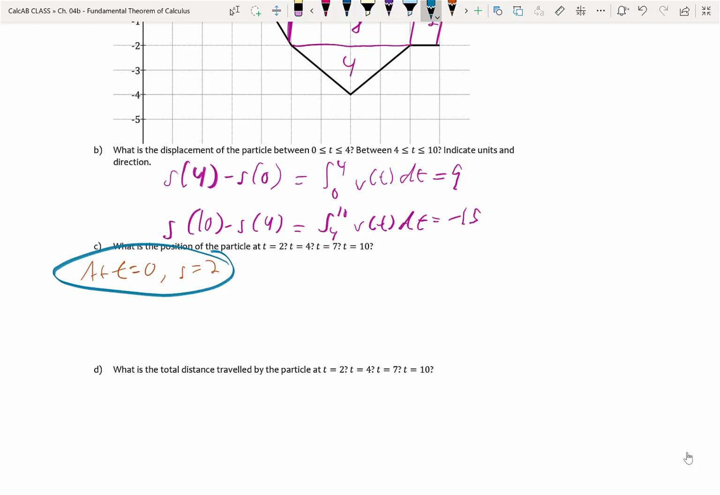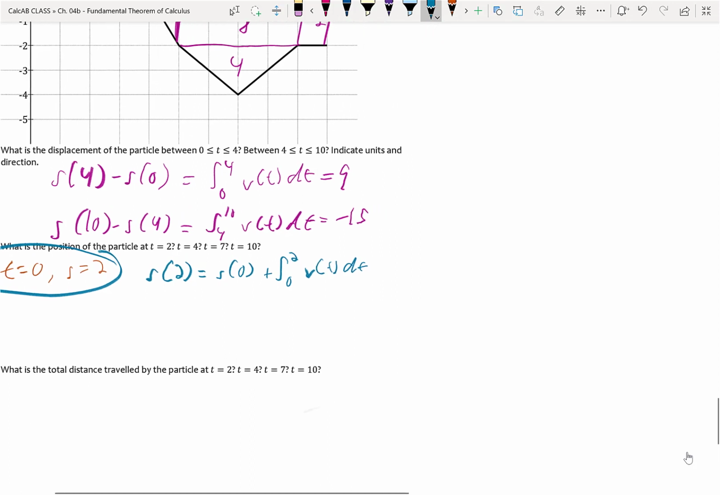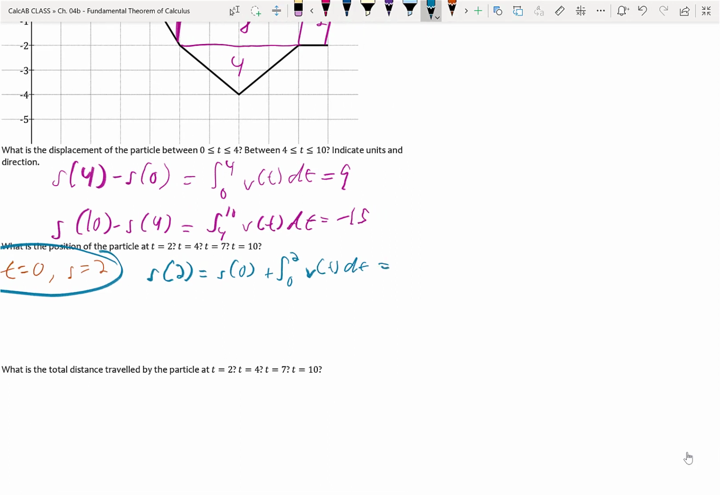So this is critical. If at t equals 0, s equals 2, we're going to do s of 2 is equal to s of 0 plus the integral from 0 to 2 of v of t dt. And that is equal to s of 0, which is 2, plus the integral from 0 to 2, which I can look at the graph and add up: that is 1 plus 1 plus 3, and that is 7. Okay.